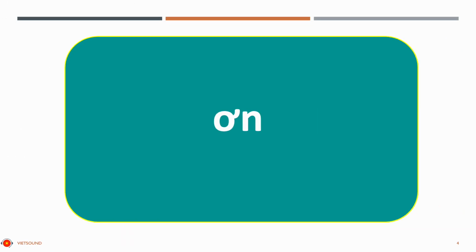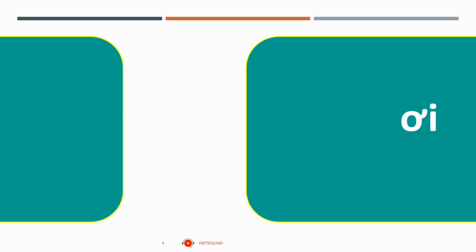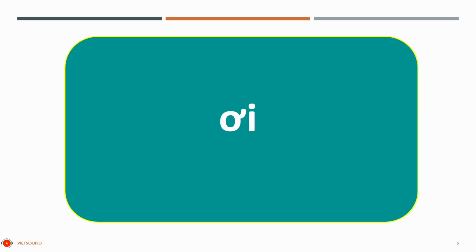Now let's try to say some words with the sound. I'm going to say the word first, then you'll have a few seconds to copy exactly how I pronounce the word. First, the sound at the beginning of the word. Ơn, ơi, ớt.